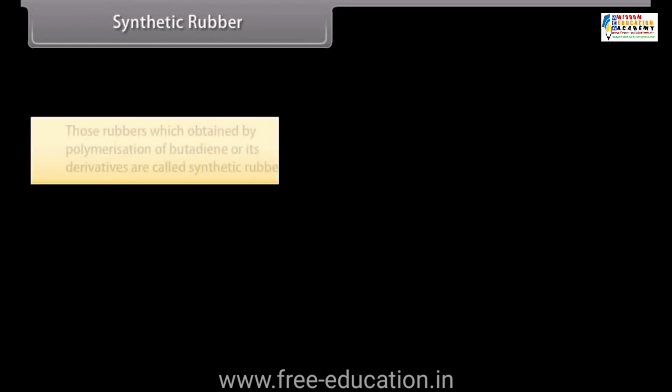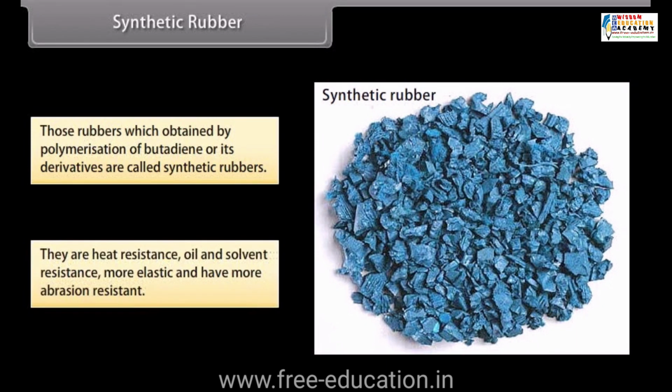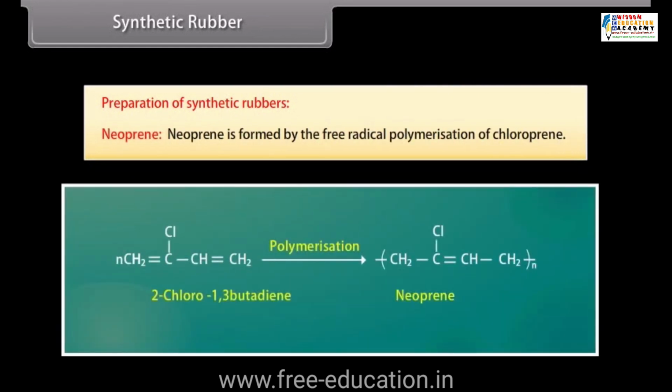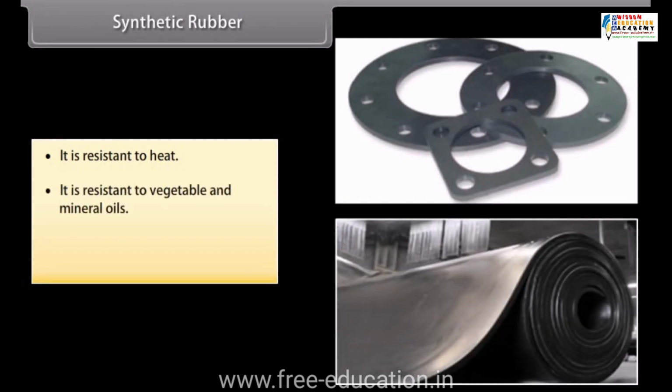Synthetic rubber. Those rubbers which are obtained by polymerization of butadiene or its derivatives are called synthetic rubbers. They are heat resistant, oil and solvent resistant, more elastic, and have more abrasion resistance. Preparation of synthetic rubbers. Neoprene. Neoprene is formed by the free radical polymerization of chloroprene. It is resistant to heat. It is resistant to vegetable and mineral oils. It is used for manufacture of conveyor belts, gaskets and hoses.